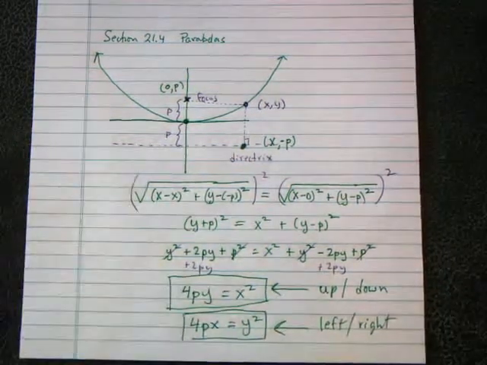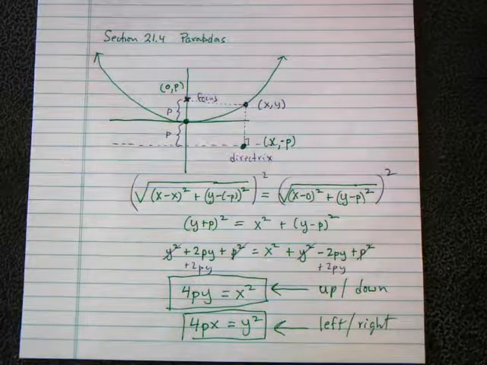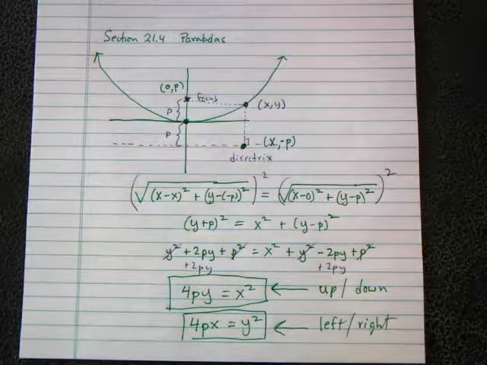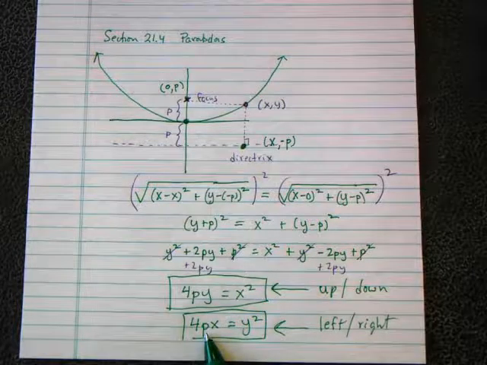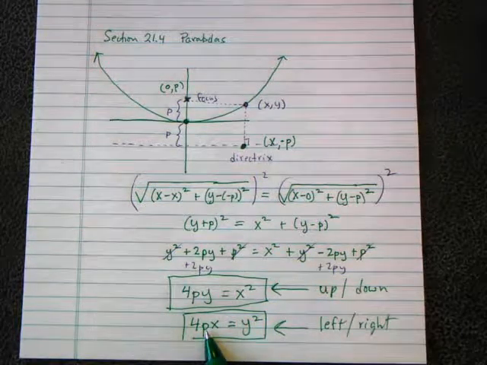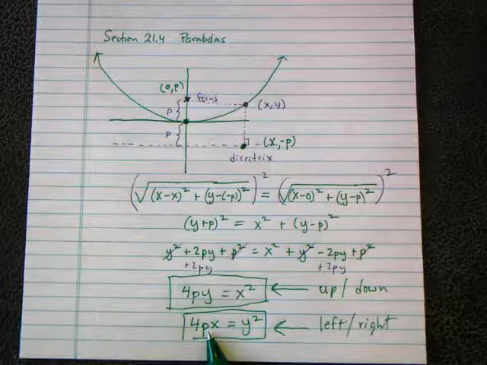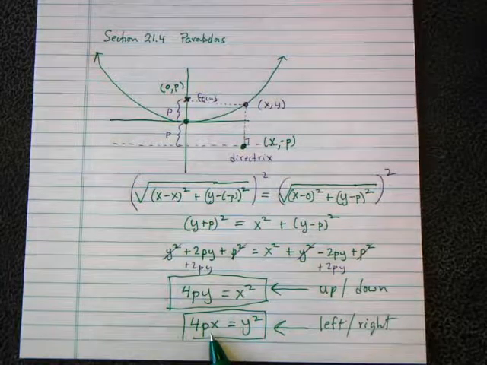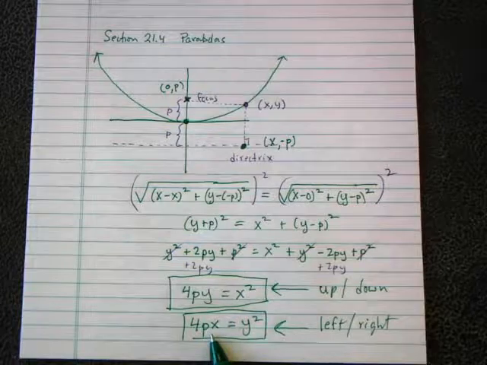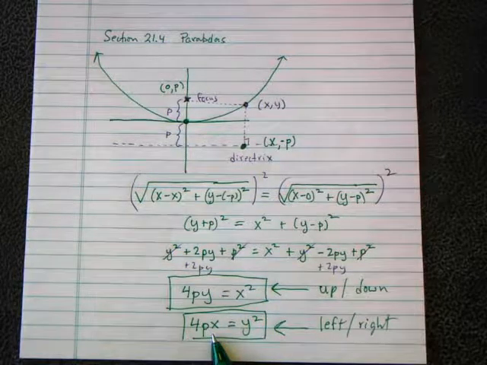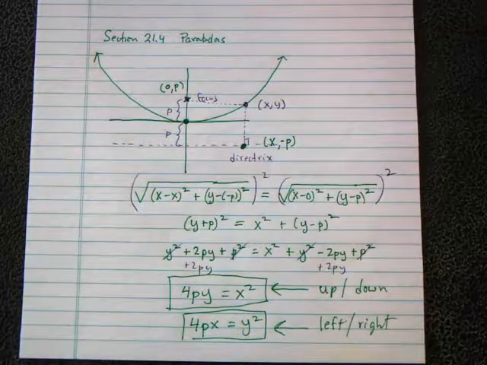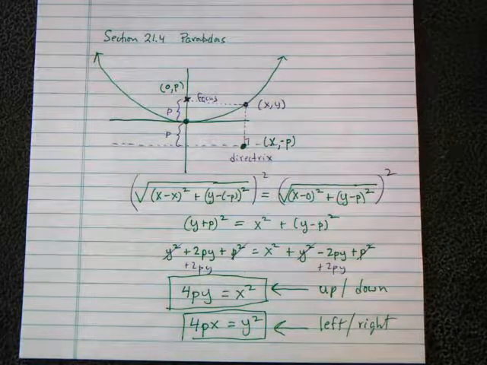And when do you think it'll open right, and when do you think it'll open left? Not the x, rather the p. The p, the number, will make the difference. If the p is positive, the parabola will open to the right. And if p is negative, the parabola will open to the left. Questions on that?